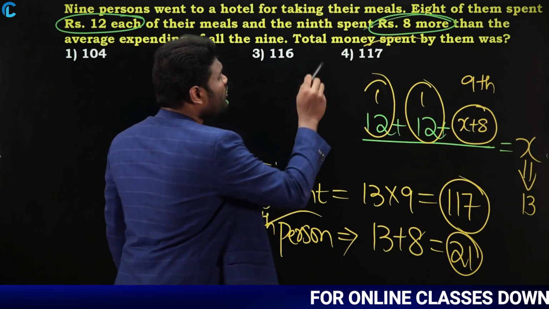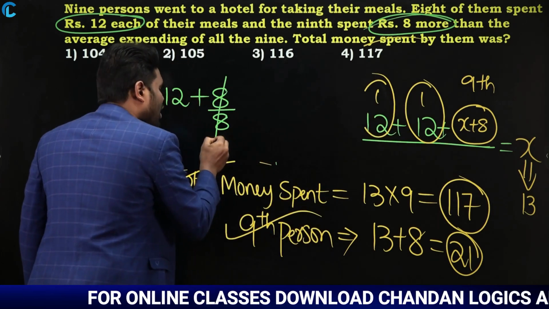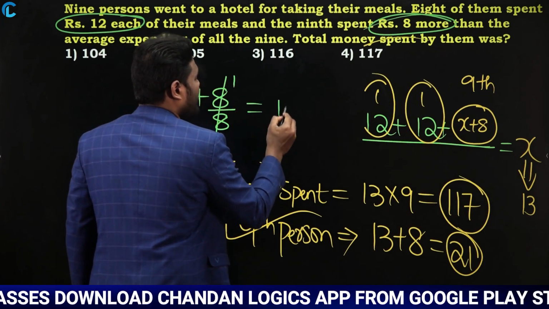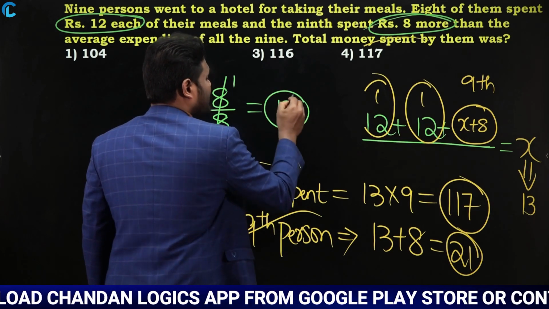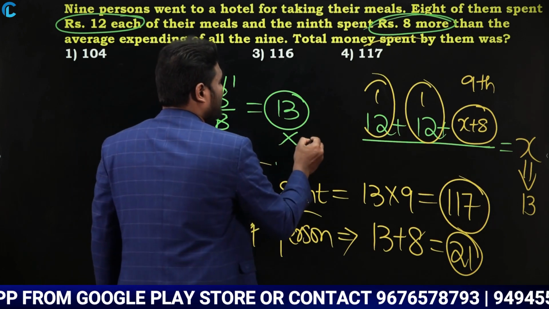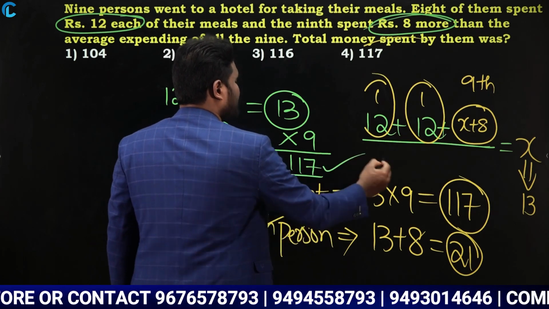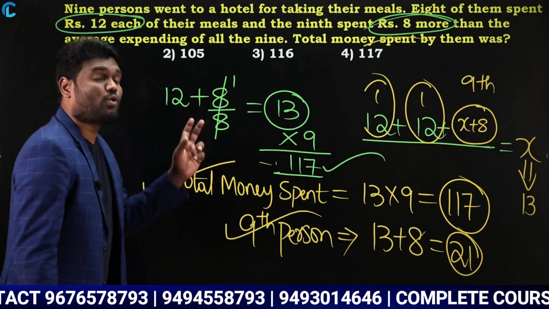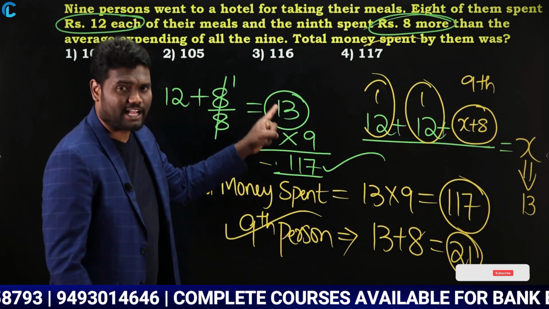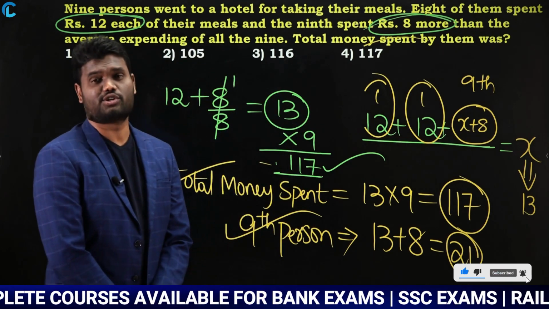Remaining persons means out of 9 persons, if you remove 1 person, the remaining persons are 8. You need to distribute it among all the remaining persons. Now it is 8 by 8, which is 1. So 12 plus 1 is going to be 13, which means the average is 13. Now we need to calculate the sum. The number of persons is 9, so 13 into 9, we can say the total expenditure is going to be 117. If the question asks for the amount spent by the 9th person, you need to say 13 is the actual average and the 9th person has spent 8 extra. So 13 plus 8, you can say the answer is 21.